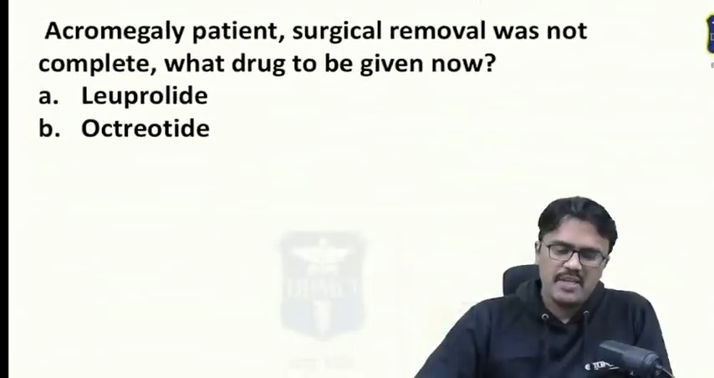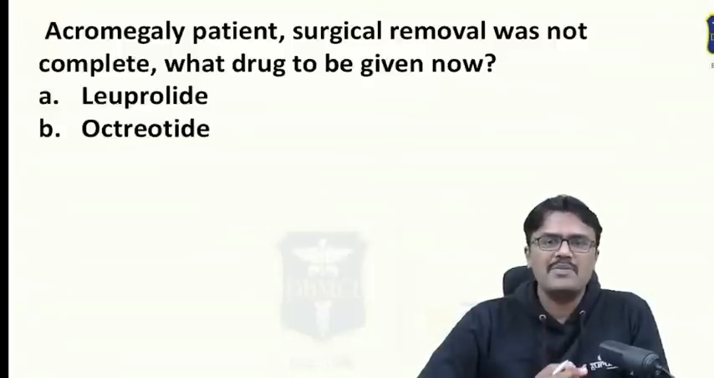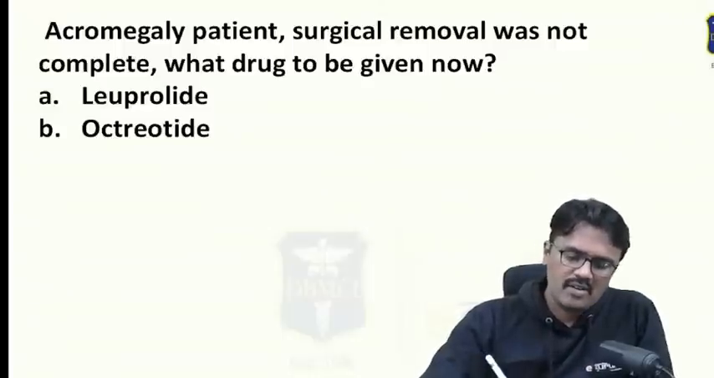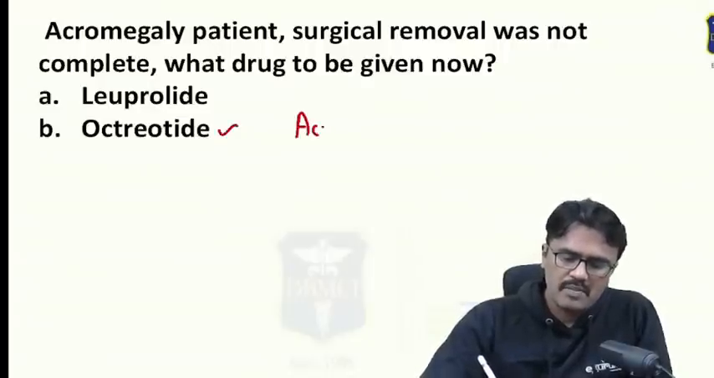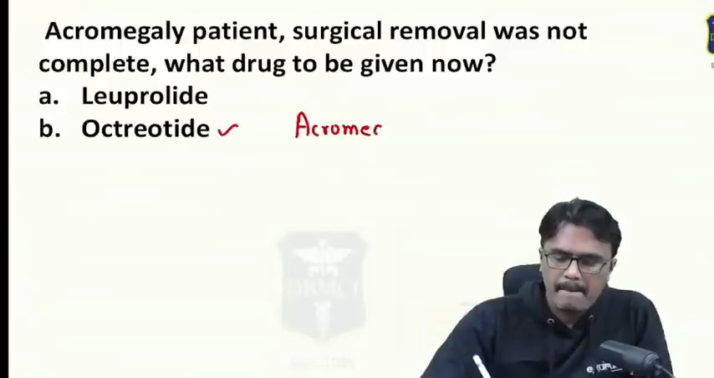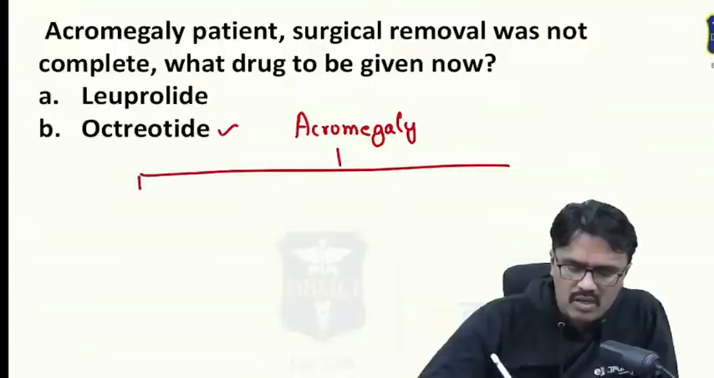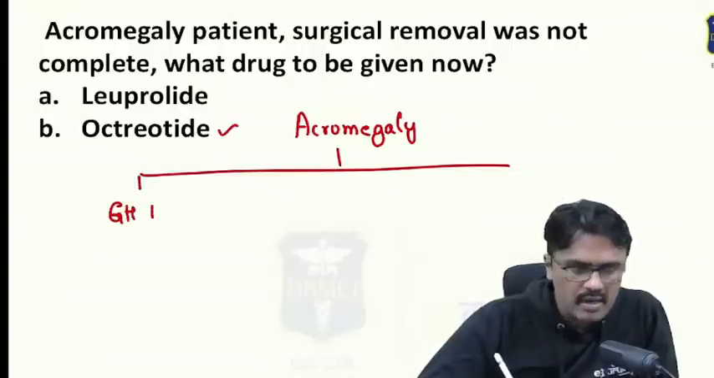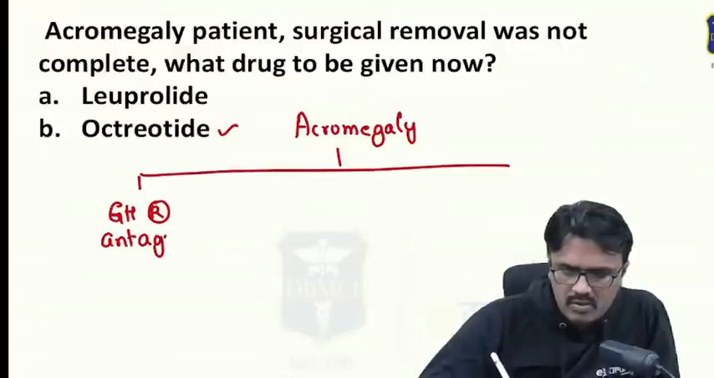So, an acromegaly patient whose surgical removal was not complete. What will be used? So I had only two options. I got octreotide, the one which we use for acromegaly. So what is the treatment aspect for acromegaly? I don't know whether two questions were asked from this. One is the growth hormone receptor antagonist, which is called pegvisomant.